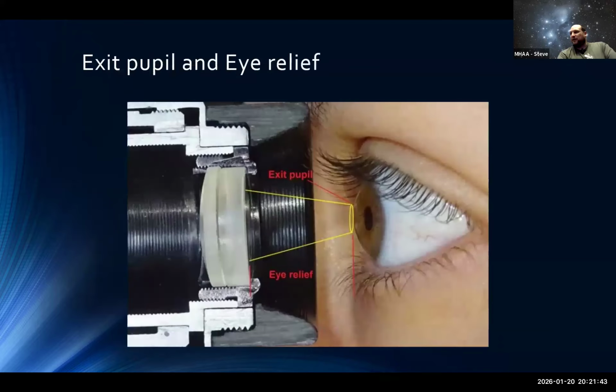And just to show the concept of that, this is the size of that projected cone of light coming out, and then the eye relief is the distance behind the eyepiece. So this is the eyepiece with the glass, and this is like the cup for the eyepiece, basically.